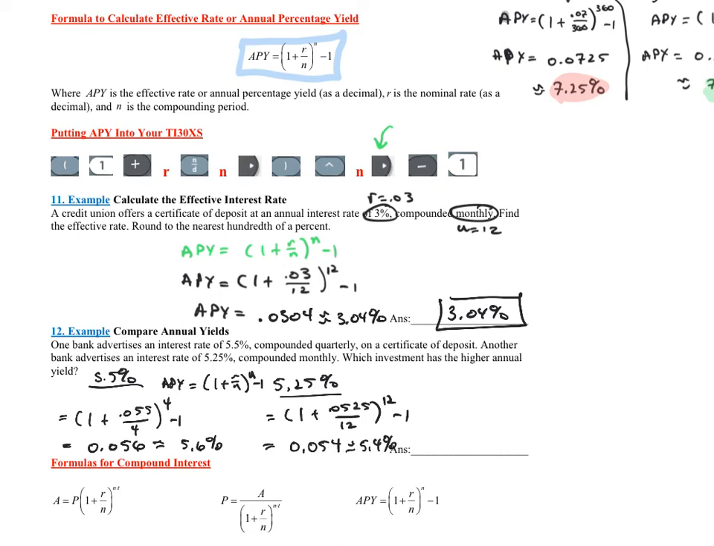So again, this is a bank. You're going to be investing in this bank. You're going to want the higher of the two. So which one has the higher effective rate? 5.5% compounded quarterly is the higher effective rate, or the one that you want to invest in.